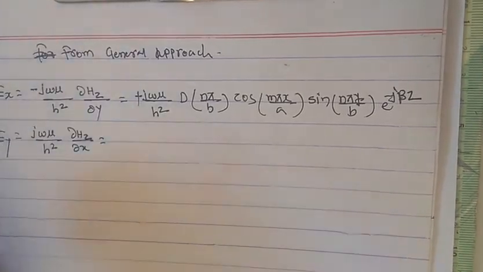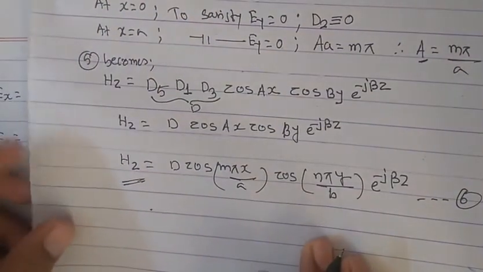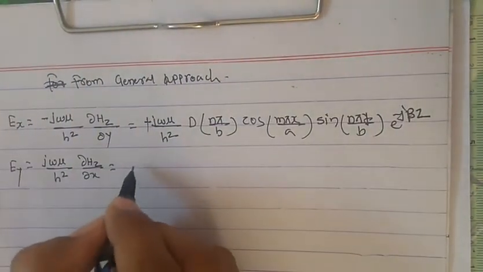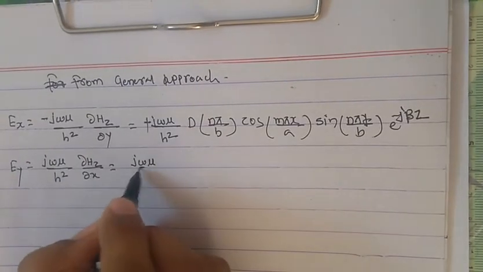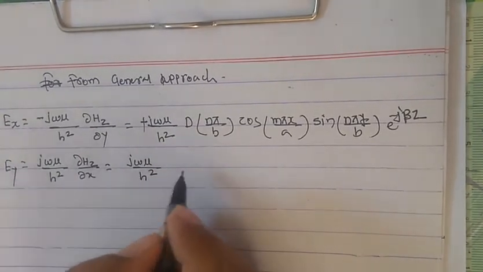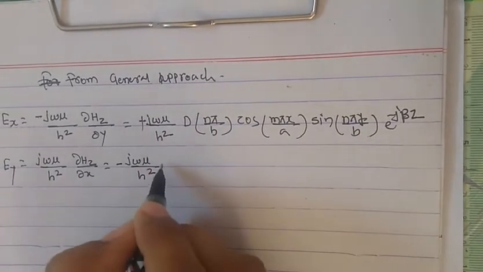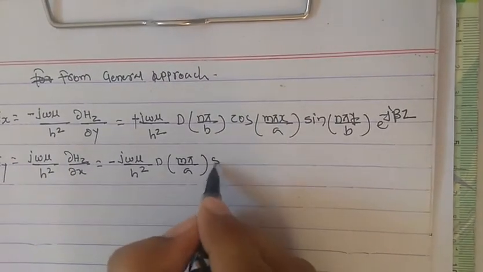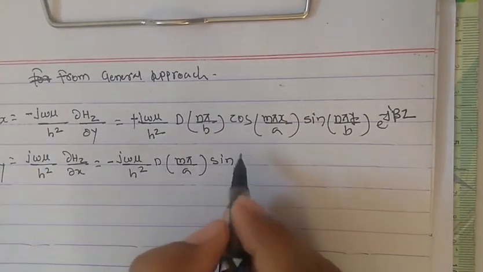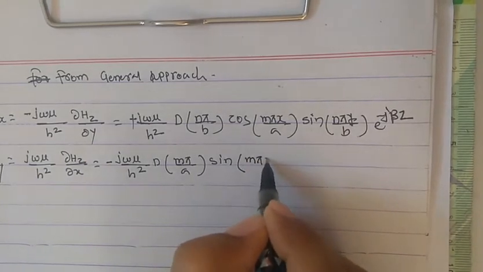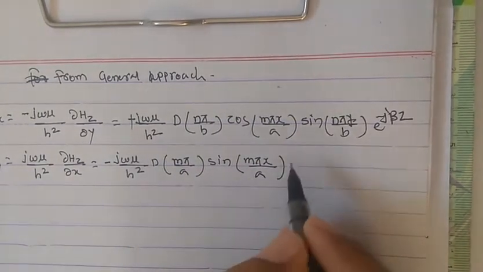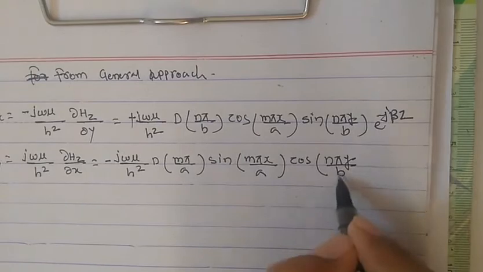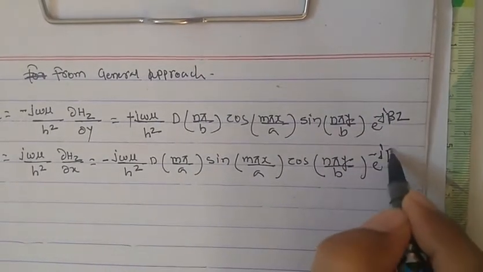So this will be, now we have to differentiate this with respect to x. So this will become j omega mu upon h square. Cos will be minus sin, so minus b m pi by a sin m pi x by a cos n pi y by b e raised to minus j beta.